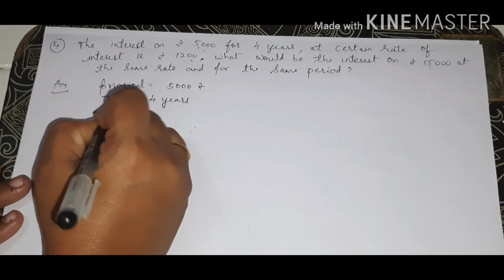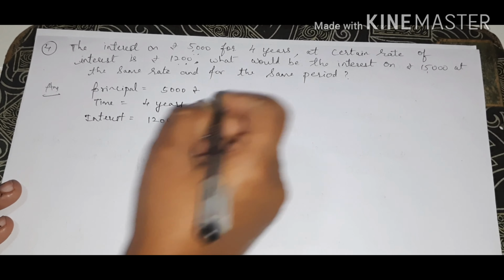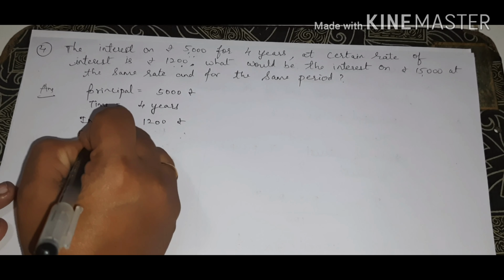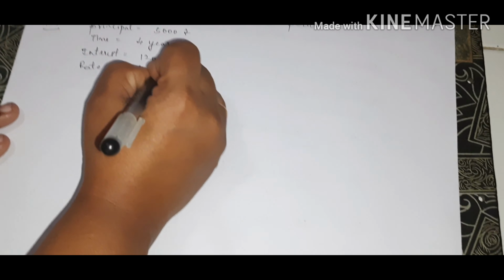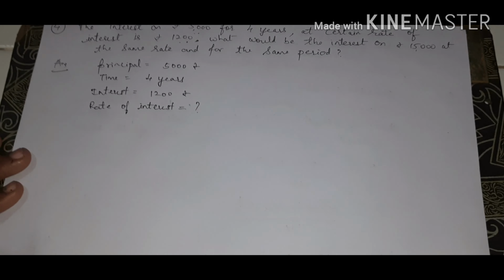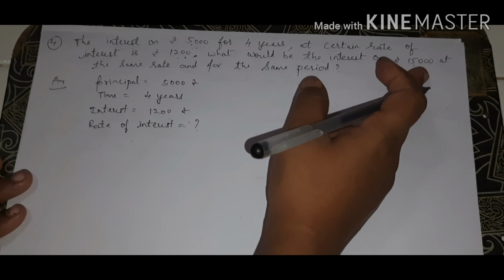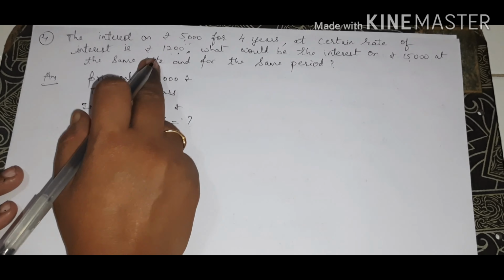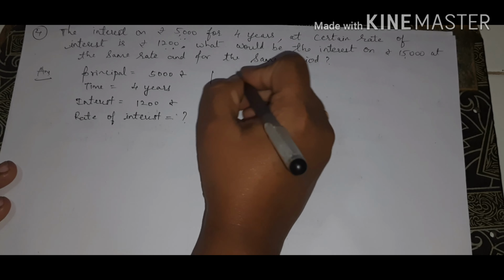Now the interest is given to you this time. So the interest is given as 1200 rupees and they have not given the rate of interest. The rate of interest we have to find out. That is the first question. Then again they are asking what would be the interest on rupees 15,000 at the same rate and for the same period. In the second part we have to find the interest.